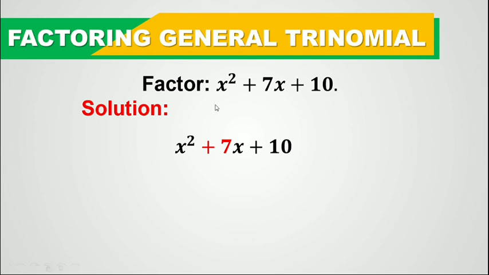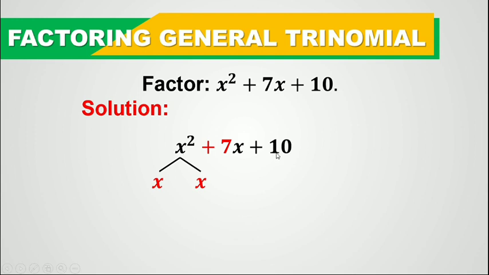So can you say x squared? What are the factors of x squared? So you have to factor the first term of this general trinomial first. So the factors of x squared are x and x, because x times x, that's x squared.